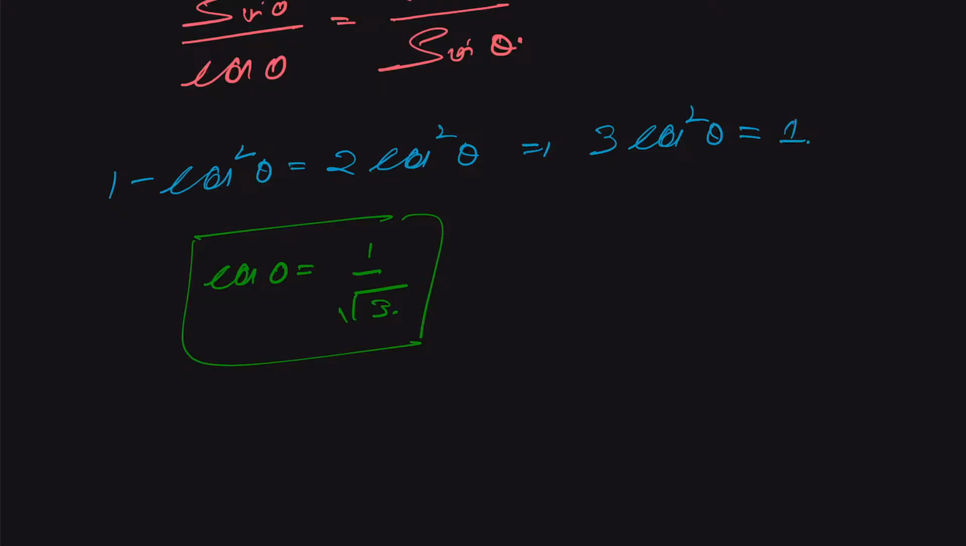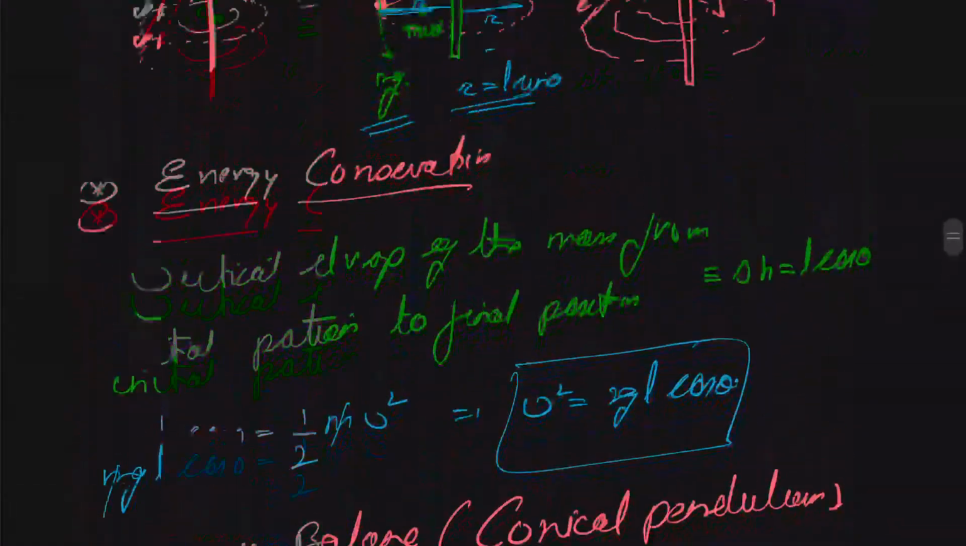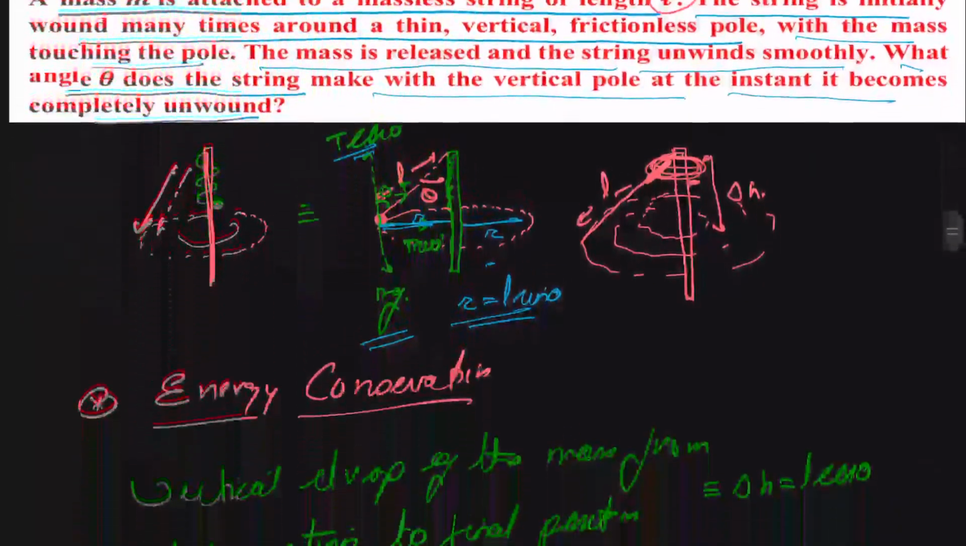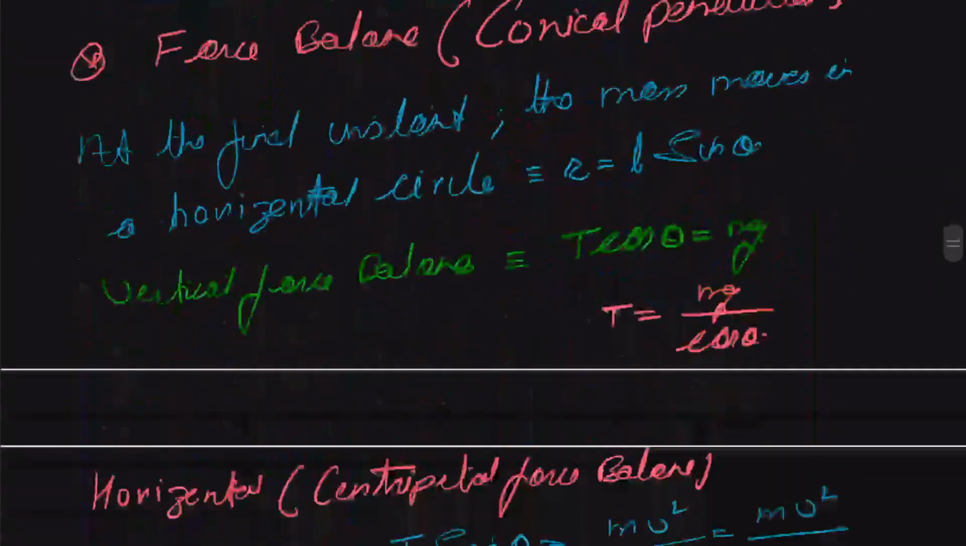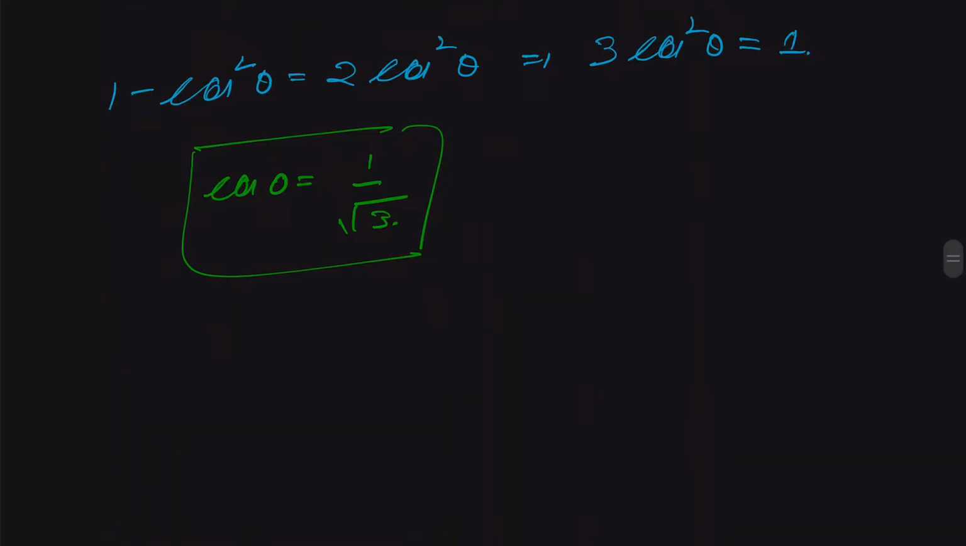Okay. So this was the angle which was supposed to be found out. So we need to find out the theta. So we get cos of theta is equal to 1 upon square root of 3. So at this particular moment the string is completely unwound.